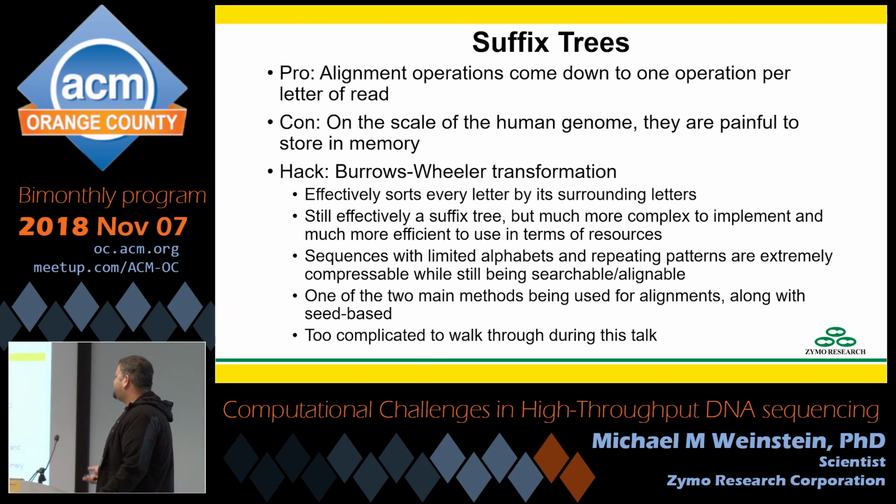Burroughs-Wheeler is kind of this sort of bizarre text transformation. It effectively sorts every letter by its surrounding letters. It's still effectively a suffix tree. It adds some complication to it, but it makes it a lot more efficient for storage and search. It's really effective on sequences with limited alphabets and a lot of repeating character motifs. Very effective at compressing DNA sequence, especially things like human DNA that have a lot of repetition.